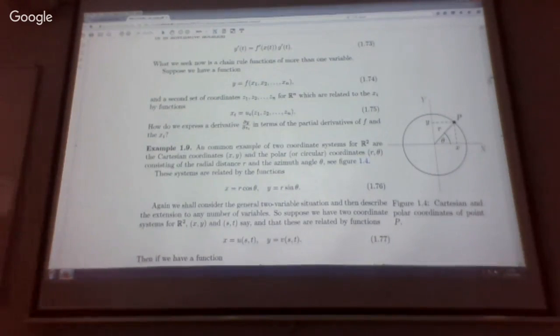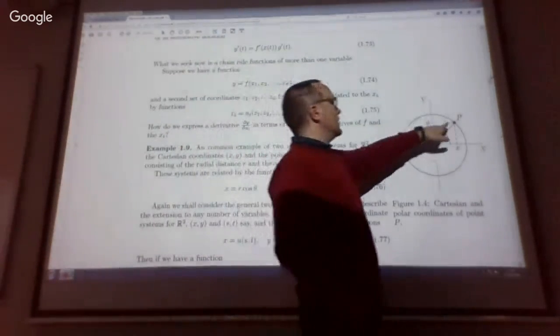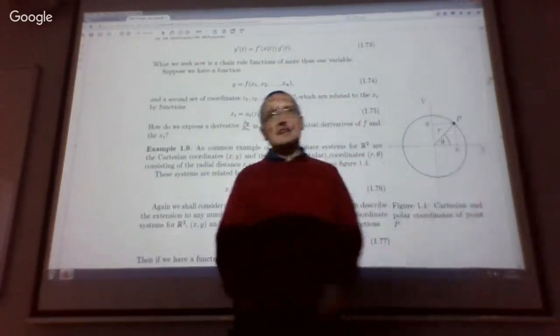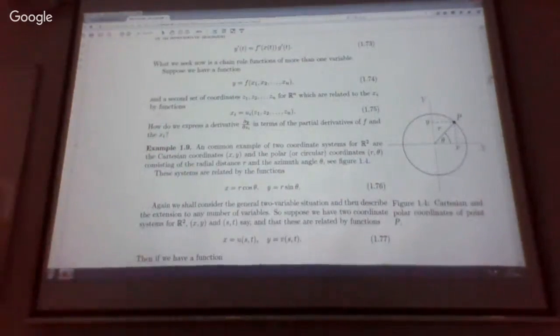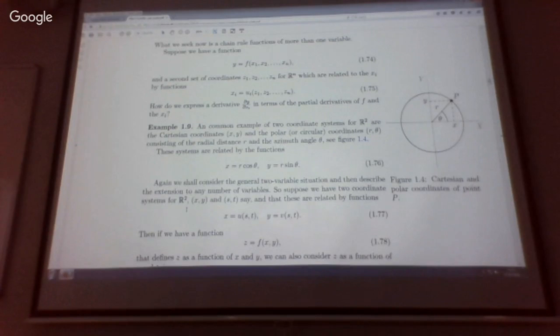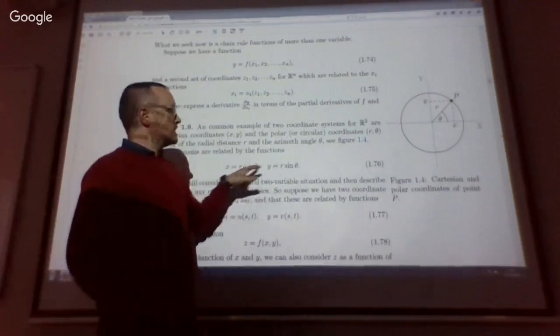Okay? So instead, we can equally well locate the point P by giving the value of this angle theta and the radial distance r. And that locates the point P just as well as giving the x and y, east-west, north-south coordinates of the point P. And we also know exactly how these two systems, x, y, and r, theta, are related. Okay, through these equations here.